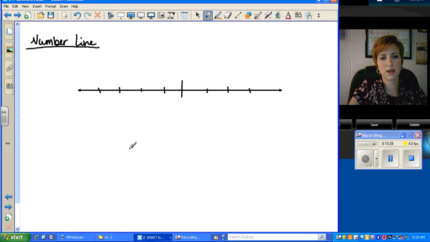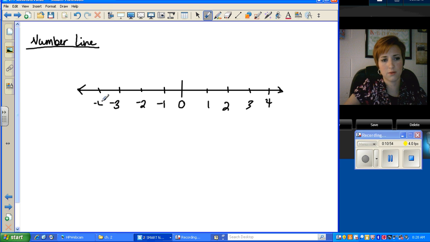Okay, now we're going to make ourselves a little number line. So if you'll just write number line, and sketch this out real fast, I'm going to put 0 in the middle, then 1, 2, 3, 4, and then off to the left, we have -1, -2, -3, -4.